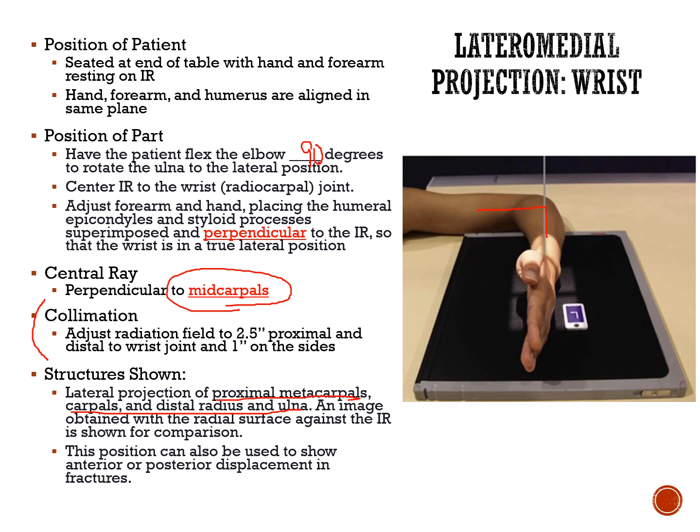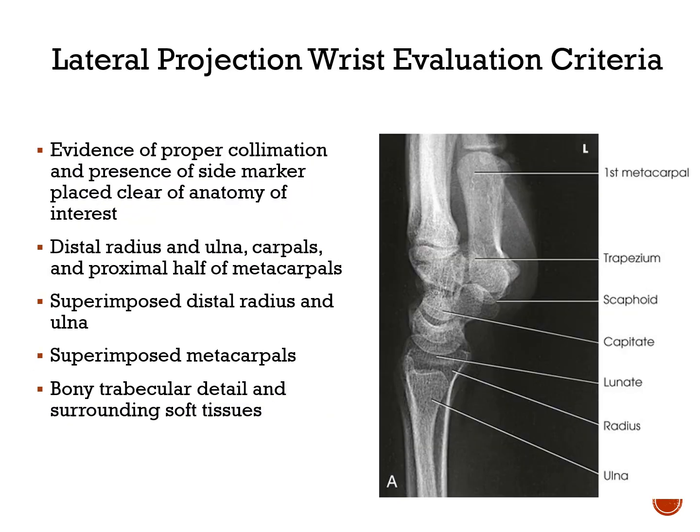but we can also look at anterior or posterior displacement with fractures, which is very important, just like you have with the lateral projection of the hand. So looking at the image, we're concerned about the distal radius and ulna being overlapped, the superimposition being there, and the superimposition of the metacarpals as well.